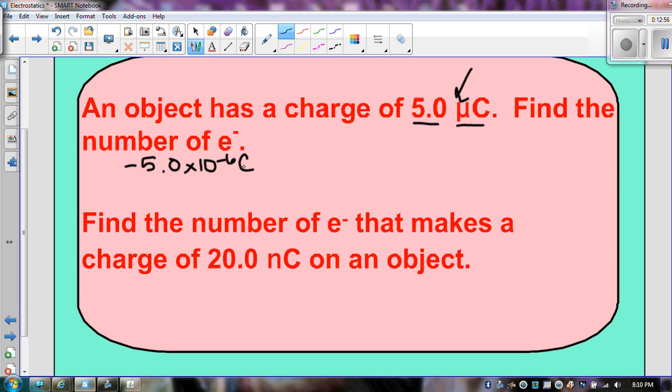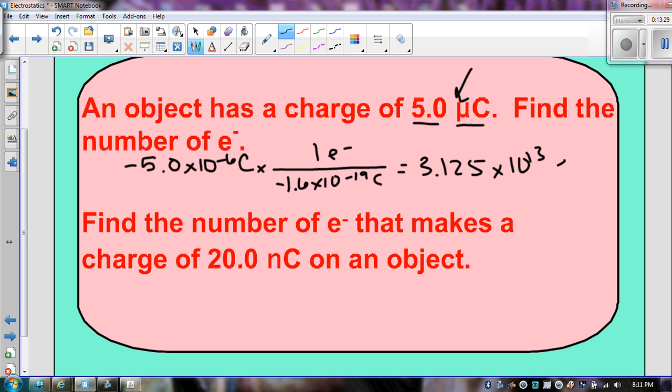And so now that we're in coulombs, we can now use my conversion just like before. There is -1.6 times 10 to the -19th coulombs for every 1 electron. And so if we multiply that out, -5 times 10 to the -6th divided by -1.6 times 10 to the -19th, we will end up getting my number of electrons is 3.125 times 10 to the 13th electrons. All right, let's do one more.